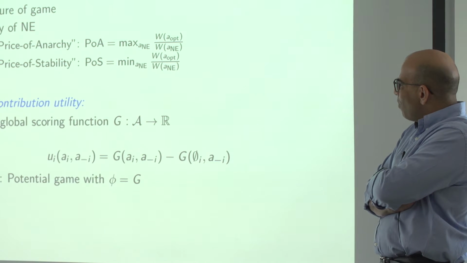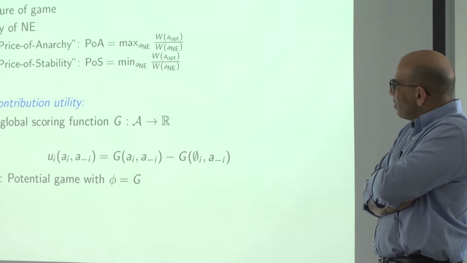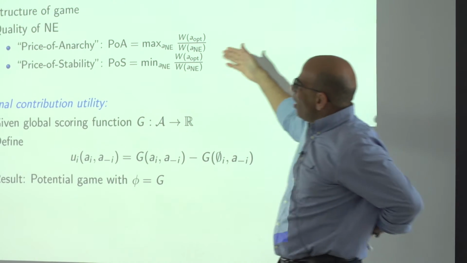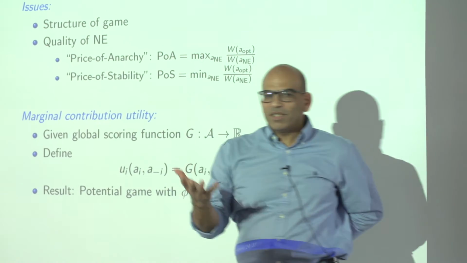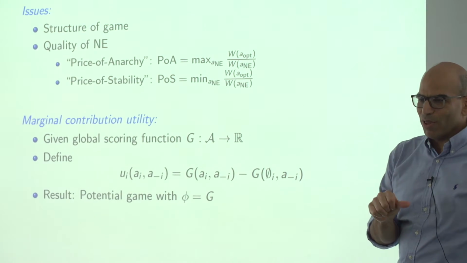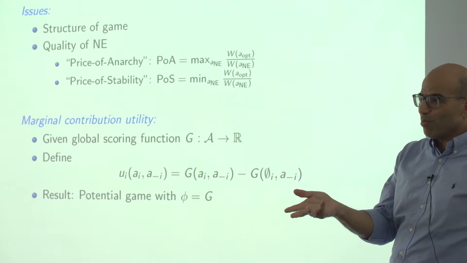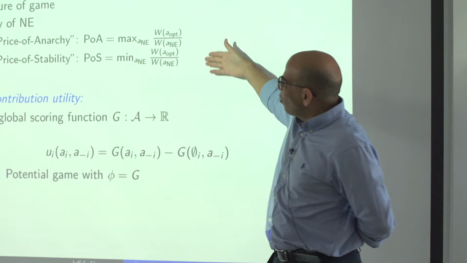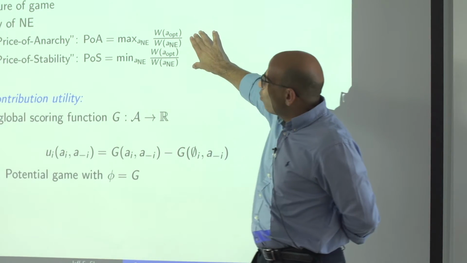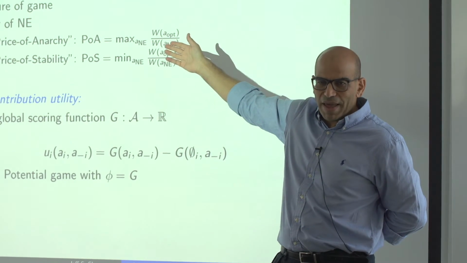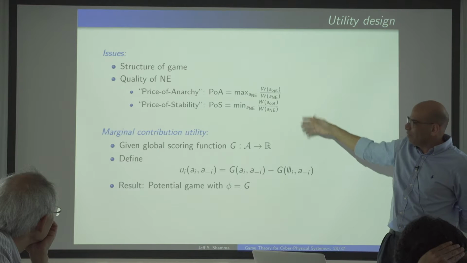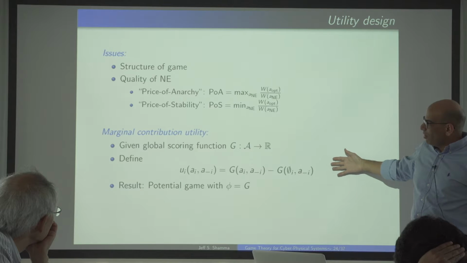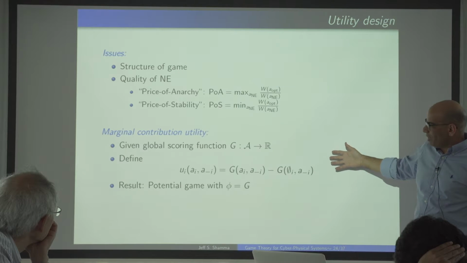Okay. So how are we designing the utility? There are many considerations in designing the utility. One is we would like the game to have a particular structure so we know our learning algorithm works. For example, the finite improvement property is desirable. If we're not going to do stochastic exploration, then we're going to be worried about what's the resulting price of anarchy, what's the resulting price of stability. So the way that we're designing our utility here is what's called the marginal contribution utility.